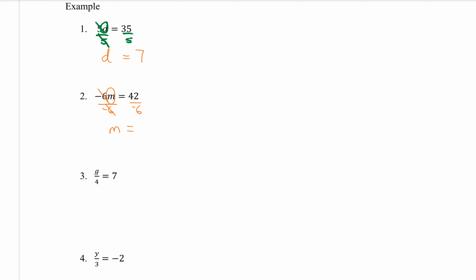M is now by itself. Grab your calculators if you need them. What is 42 divided by minus 6? Negative 7. Perfect. Okay, there's my answer.